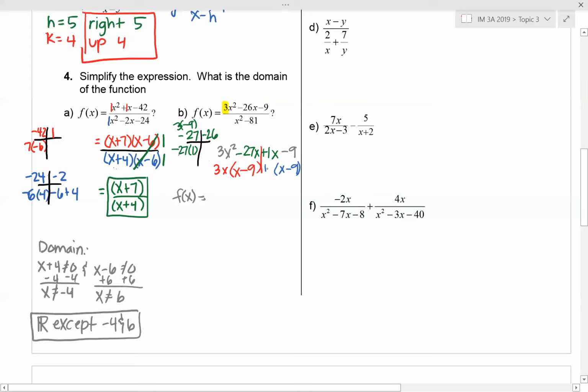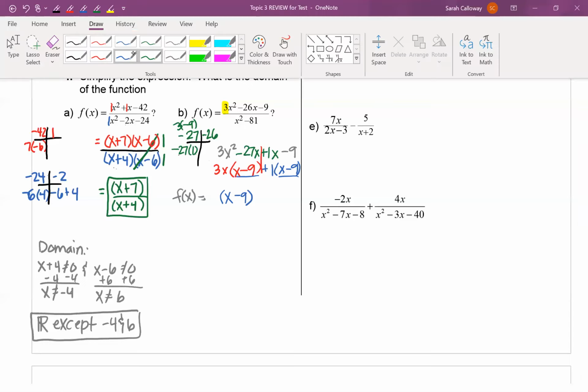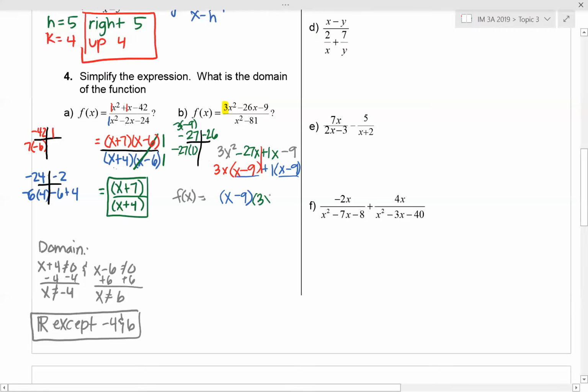So that means that the greatest common factor is 1. So when I factor out their new common factor, which is x minus 9, I'm left with the GCFs, which are 3x plus 1. Okay, so that means that the factors of 3x squared minus 26x minus 9 are x minus 9 times 3x plus 1.